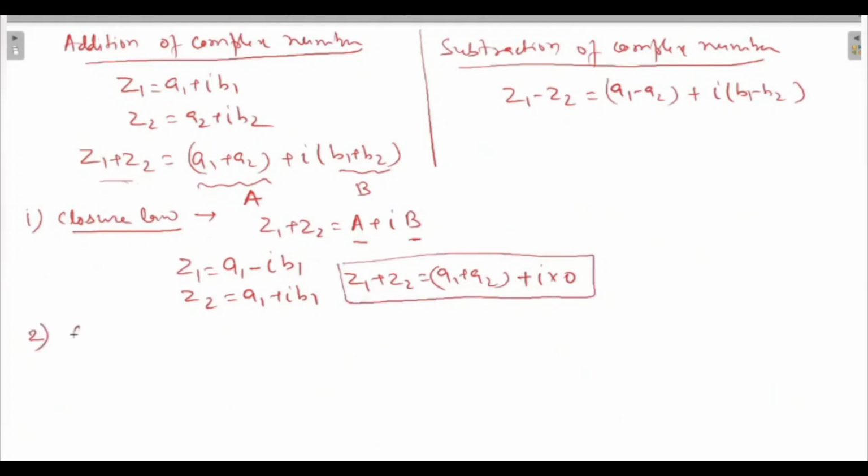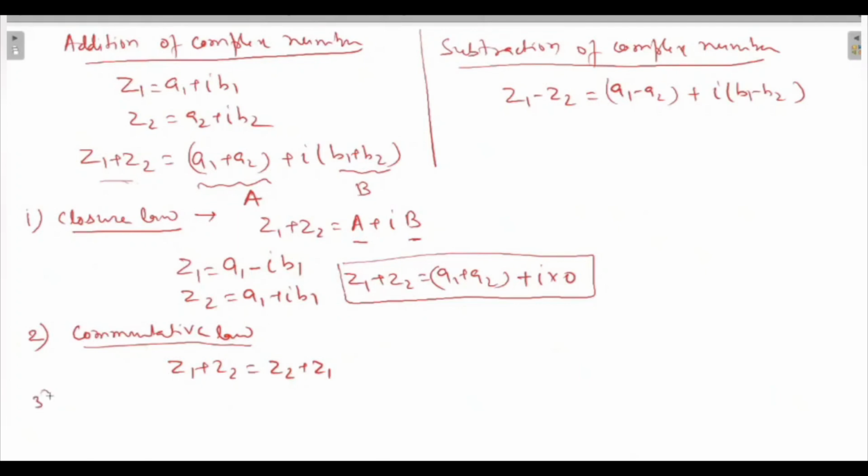Then the second law is the commutative law. As we know, this law says that Z1 plus Z2 is going to be equal to Z2 plus Z1. So in what order these complex numbers are doesn't matter, because essentially the result will be the same.